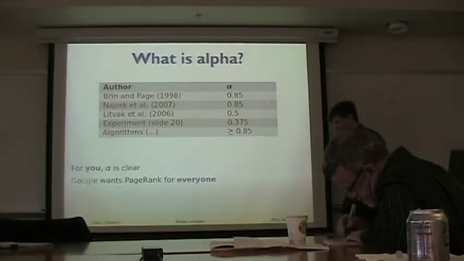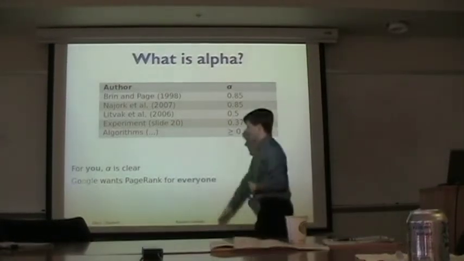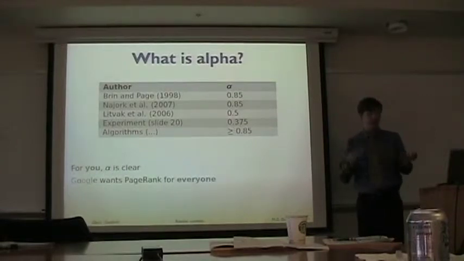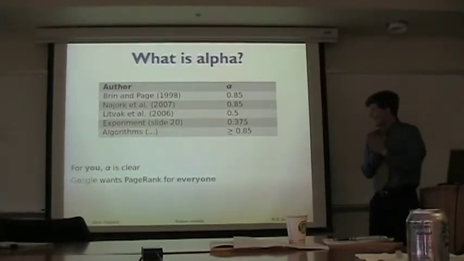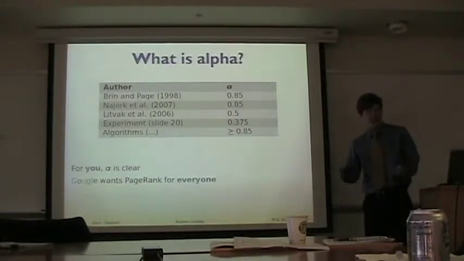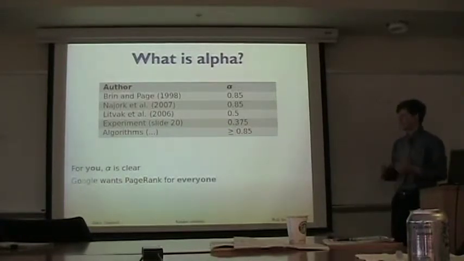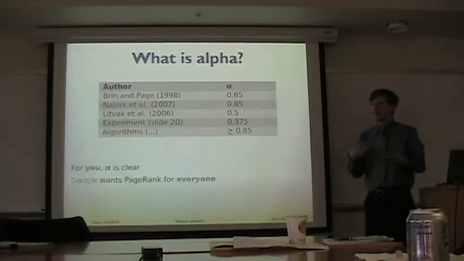The random surfer model said that with probability alpha, you follow a link on the web, and with probability 1 minus alpha, you do something else. So I claim that for each and every individual of you out there, and myself included, this value is clear. I could write a Firefox extension or Internet Explorer, if people still use that, and track how often I click on a page versus doing something else. And sure, my value might vary a little bit depending on what time of day, how busy I am, and things like that. But I would claim that over months or weeks, you would be able to compute a value of alpha for yourself.